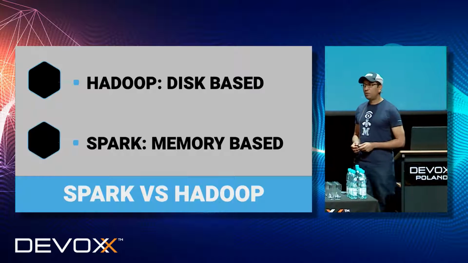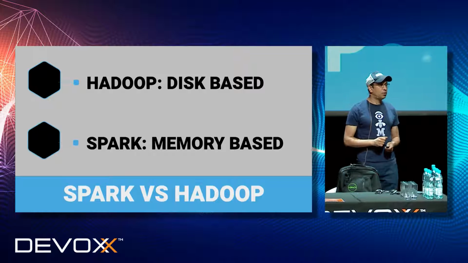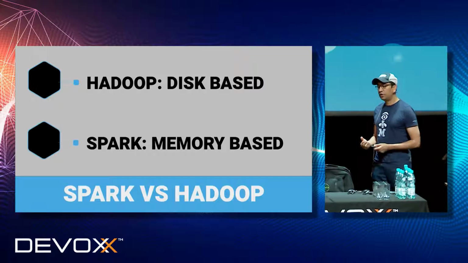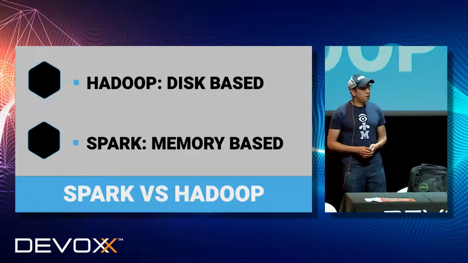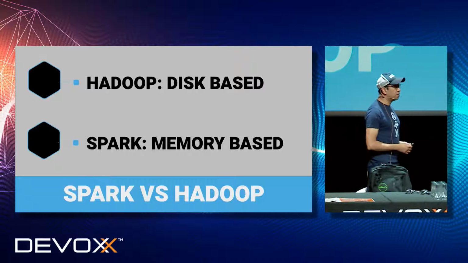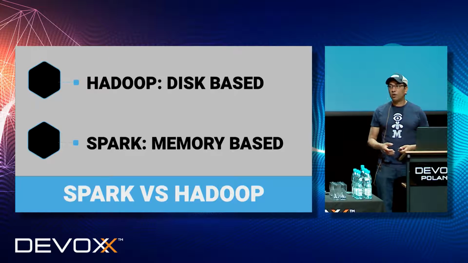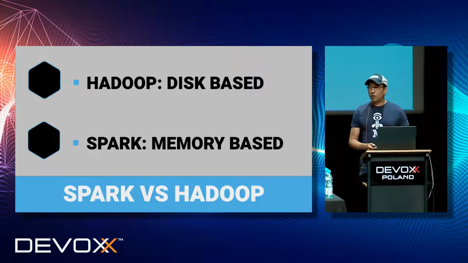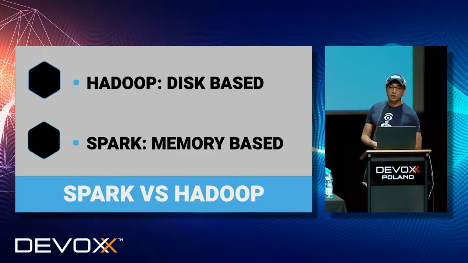So most people have heard of Hadoop. Apache Spark is a little bit different than Hadoop. Hadoop is disk-based when it does processing across its cluster, and Apache Spark is memory-based. So just because of that, Apache Spark tends to be much faster than Hadoop because everything is done in memory and there's not any disk I/O that needs to happen. So this is one of the key differentiators.